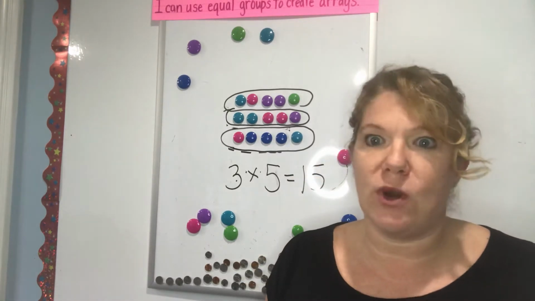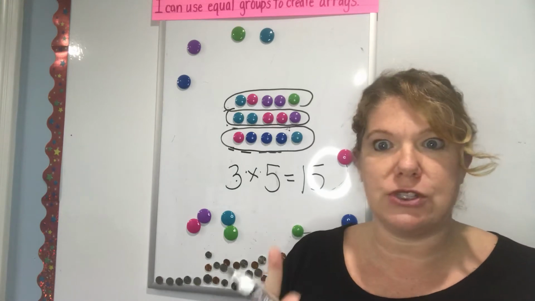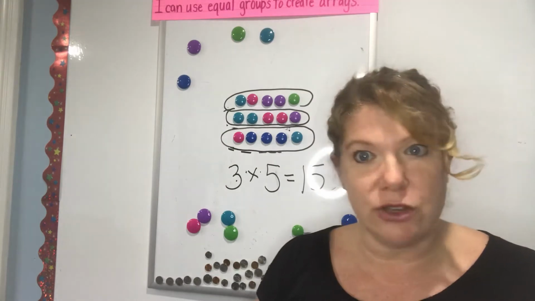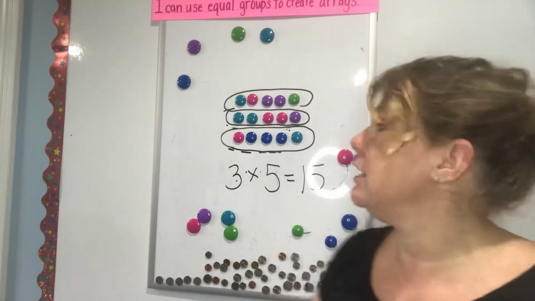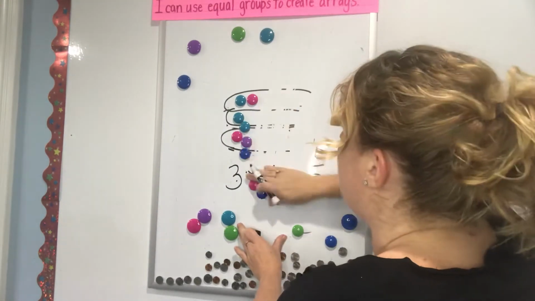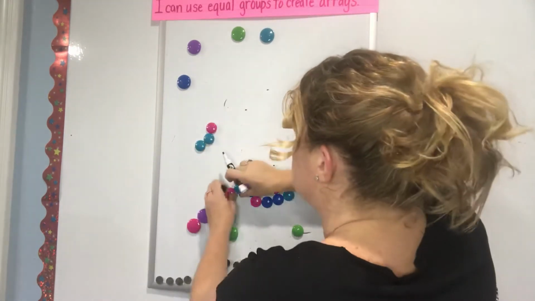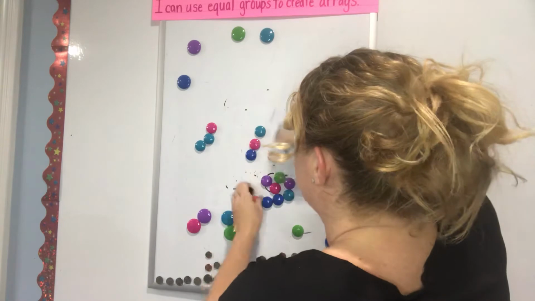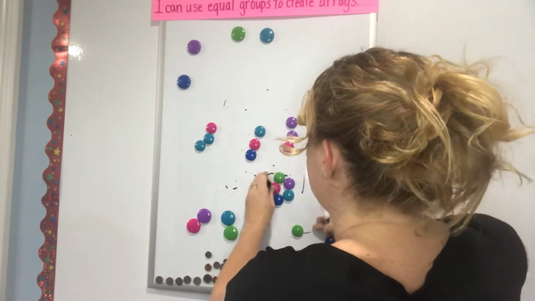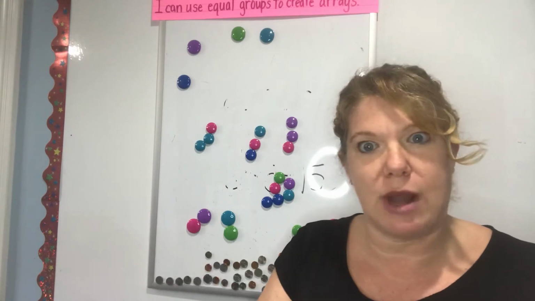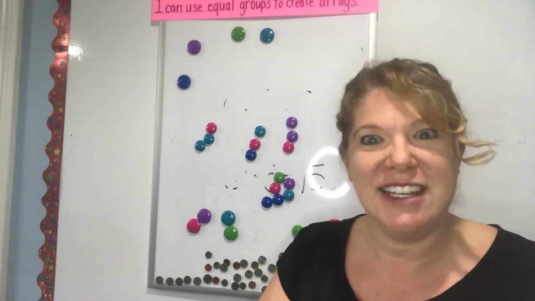But it's super important that you remember that the first number you put is the number of rows. Now, when you're not looking at an array, when you're looking at a regular picture, you're always going to use the number of groups first. We talked about this yesterday. And remember that all the groups have to be what? Every group has to be what to be a multiplication problem? You've got it. It has to be equal.